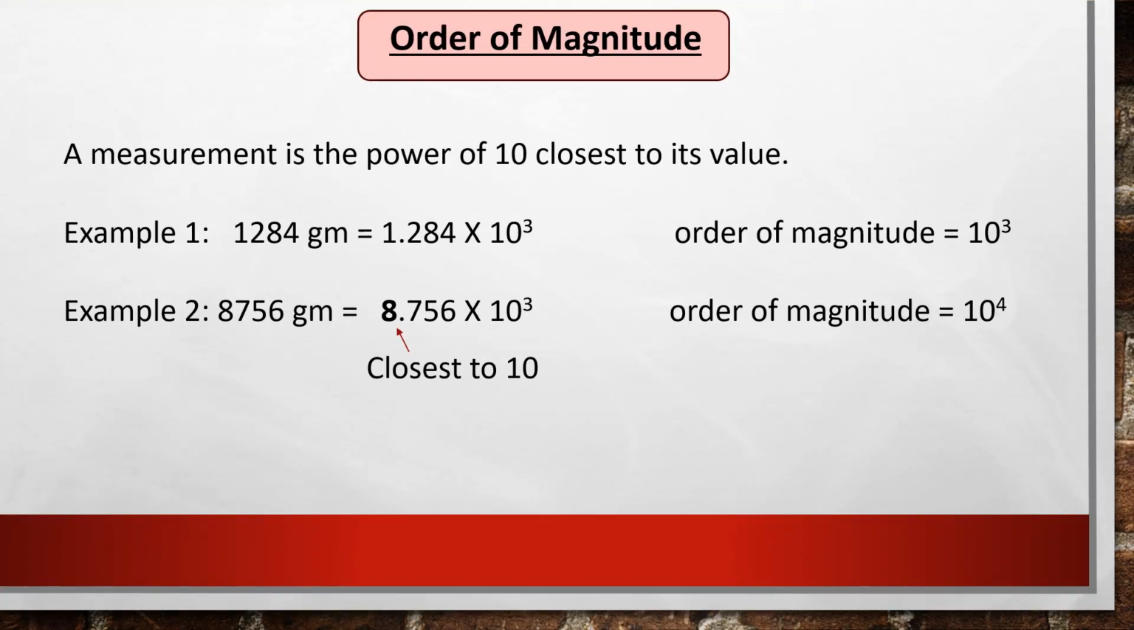Order of magnitude. The order of magnitude of a measurement is the power of 10 closest to its value. Example 1, 1284 gram. When we convert it into kilograms, we get 1.284 multiplied by 10 power 3. Here the order of magnitude is 10 power 3. The next example is 8756 gram. When we convert it into kilogram, we get 8.756 multiplied by 10 power 3. Here order of magnitude is 10 power 4 because 8.756 is closest to the 10.